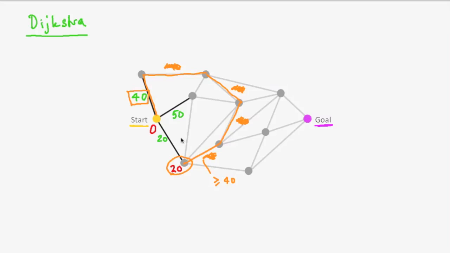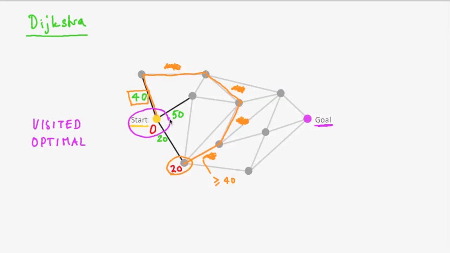Since this is the case, I can imagine the following. In the beginning, I have a set of nodes which I have visited, and this set contains, in the beginning, just the start node. Also, I know the distance to the start node is 0. So this set is not only my visited set, it's also the set which I know to be optimal.